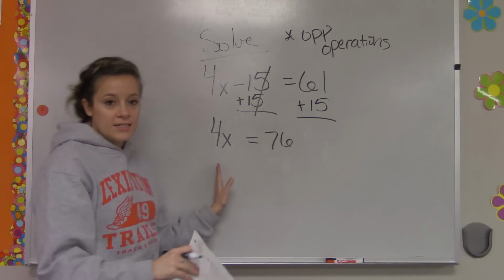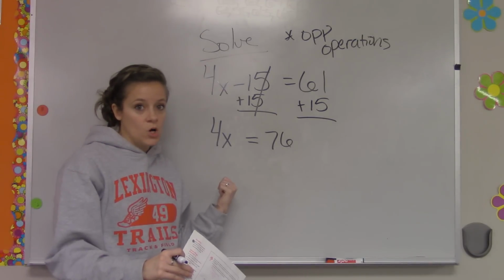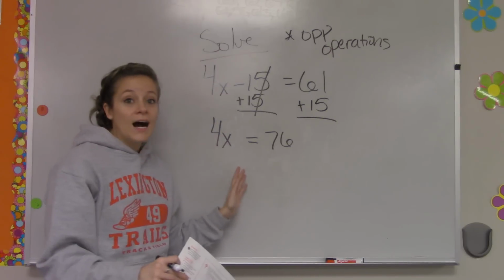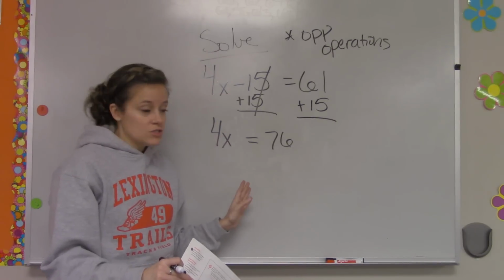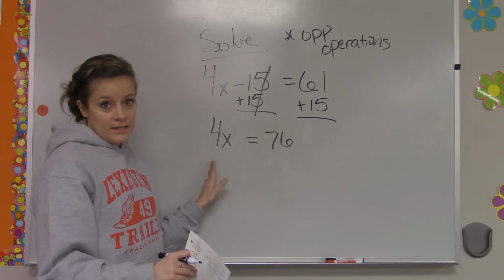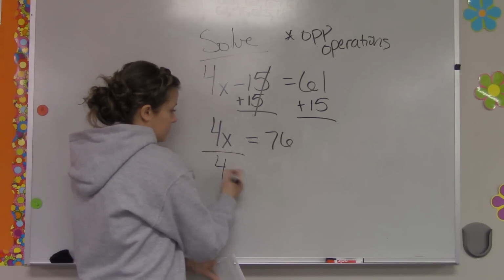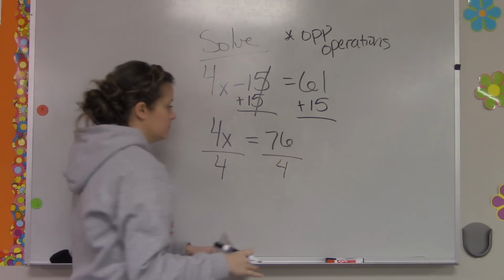So once again, I'm trying to get the x by itself. It's time for the 4 to go home, time for him to leave. So we have to do the opposite operation. This is 4 times x. Okay, so I am going to divide to move the 4 to the other side. So use your opposite operation, divide both sides by 4.